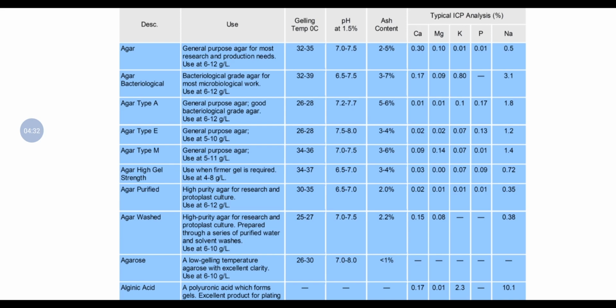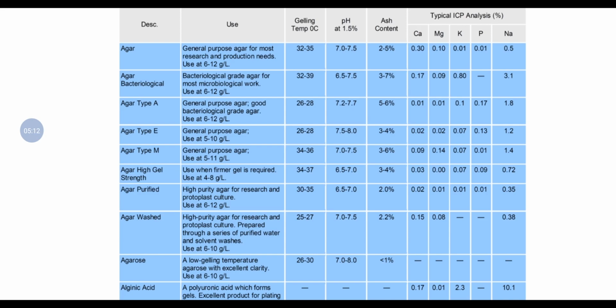It is used at a concentration of 6 to 12 grams per liter. Gelling temperature is about 32 to 35 degrees Celsius at pH 7 to 7.5. That means agar prefers a much more neutral pH. Ash content 2 to 5%. Then typical analysis resulted in 0.3% of calcium in agar, followed by 0.1% magnesium, 0.01% potassium, 0.01% phosphorus, and 0.5% sodium.